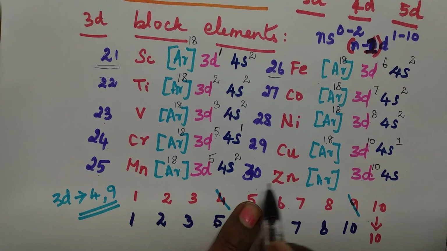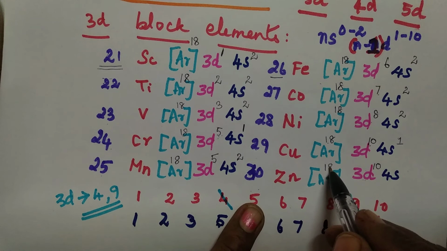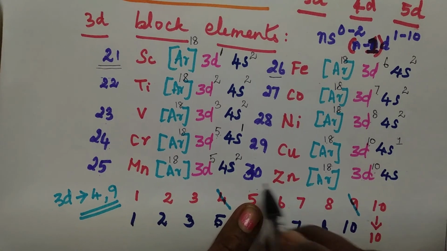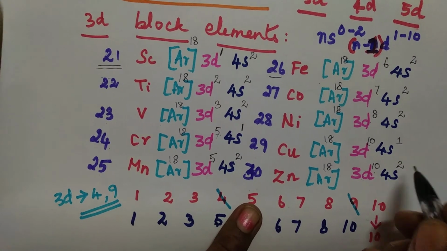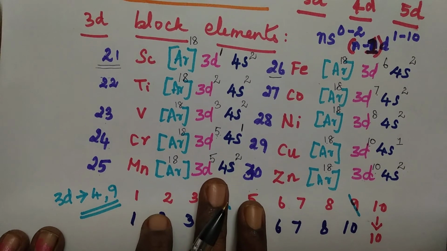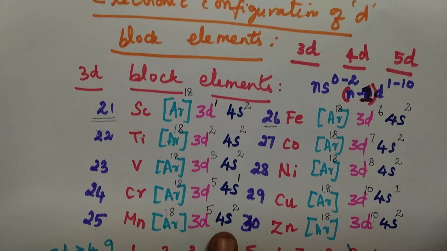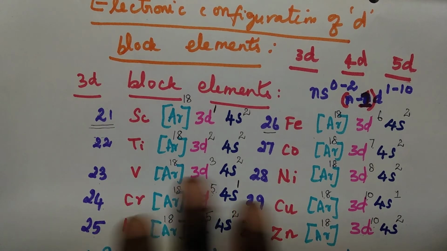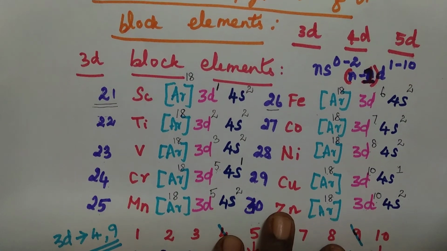Okay, the last one has 30 electrons. 18 plus 10, 28, but 30 minus 28, it's going to be 2. Okay, see, in this way we can fill up the configuration of our D block elements, for 4D also.